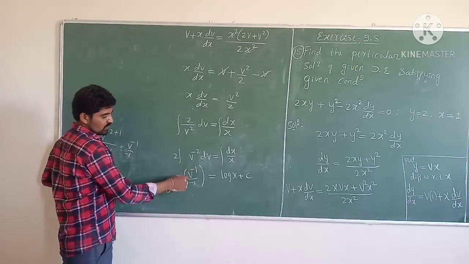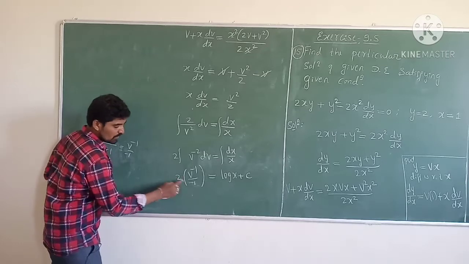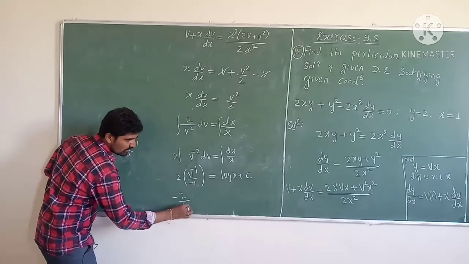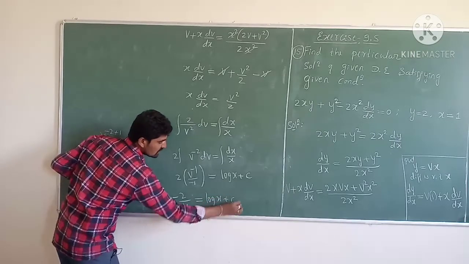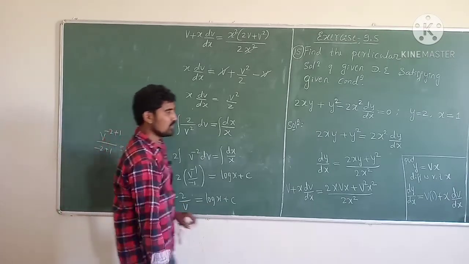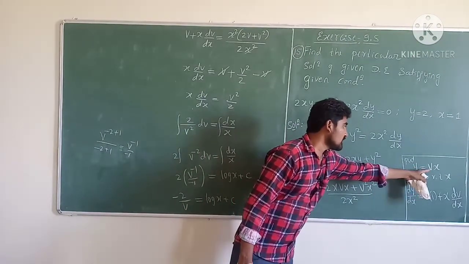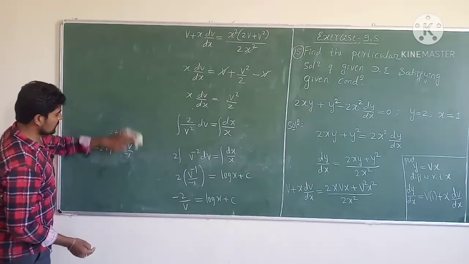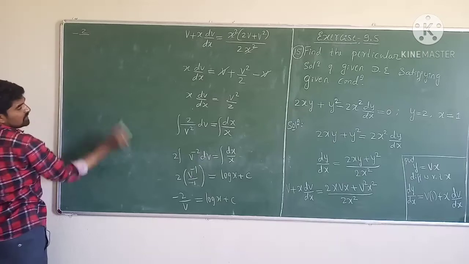Now shift this v power minus 1 to the denominator. It becomes 1 by v. So 2 into minus 1 is minus 2 divided by v, which is equal to log of x plus c. Now substitute the value of v from the equation y equals vx. Hence the value of v is equal to y by x. So therefore this equation becomes minus 2 divided by v. V is what?